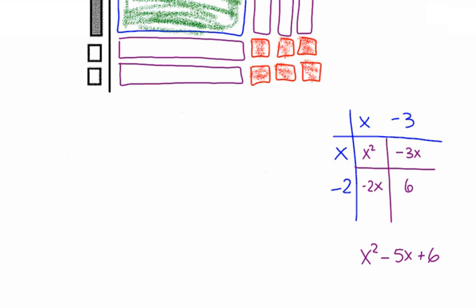And last, our distributive law. X minus 3 times x minus 2. Again, it doesn't matter if you wrote x minus 2 times x minus 3 or x minus 3 times x minus 2. You'll still get the same answer in the end. So first we distribute our x. We want to multiply x by x minus 2, and then the minus 3 by the x minus 2.